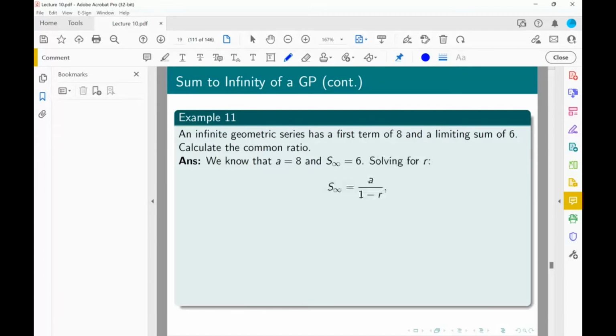Solving for R. Substitute the values in, we end up with 6 is 8 on 1 minus R. Multiply by 1 minus R and divide by 6 would give us that 1 minus R is 8 on 6, which is 4 on 3. So R is going to be 1 minus 4/3, which is going to be minus 1/3. So in this case, it's actually going to be a negative ratio, which if you take a look at this, that would make sense because 6 is less than 8. So it would make sense that we would have to subtract off some values for this to be smaller than 8.